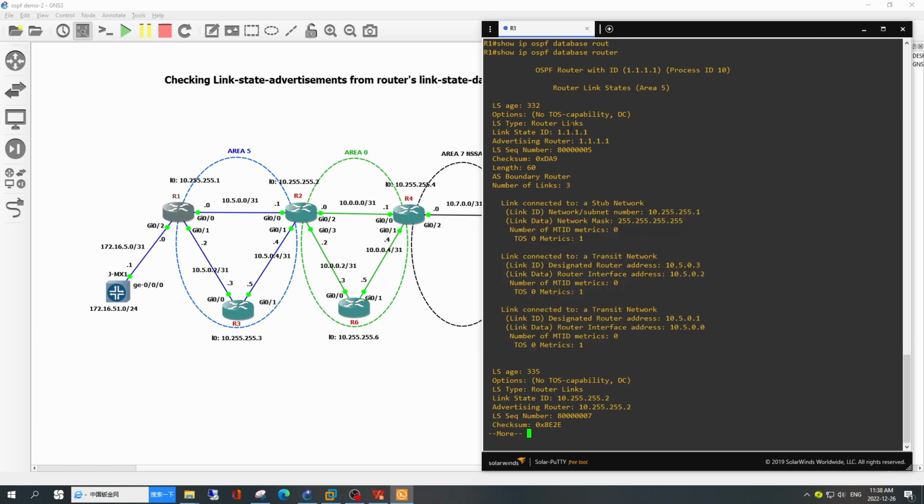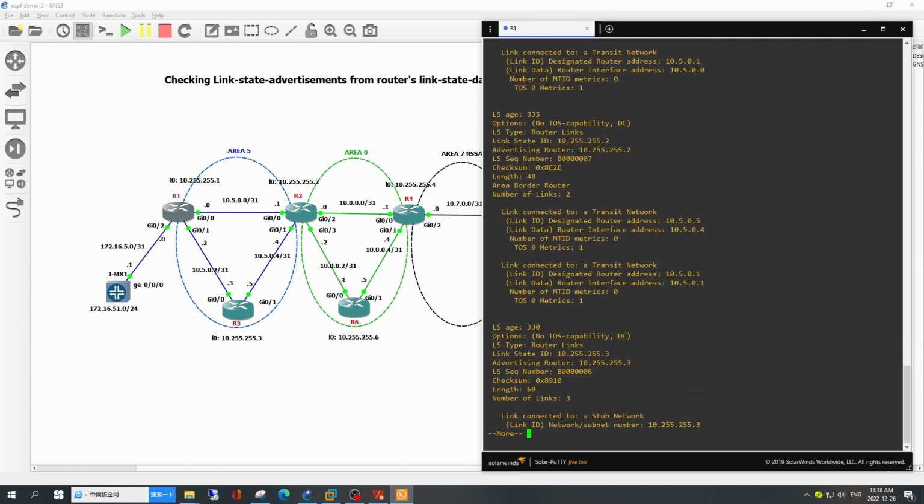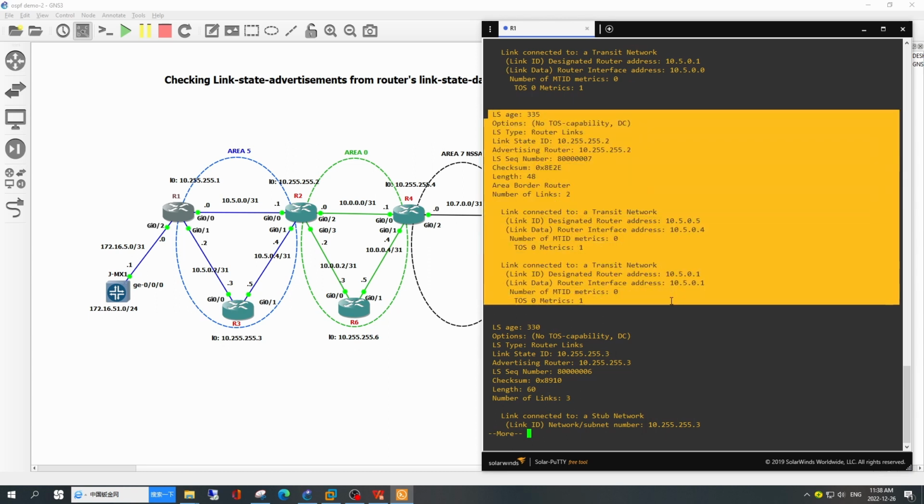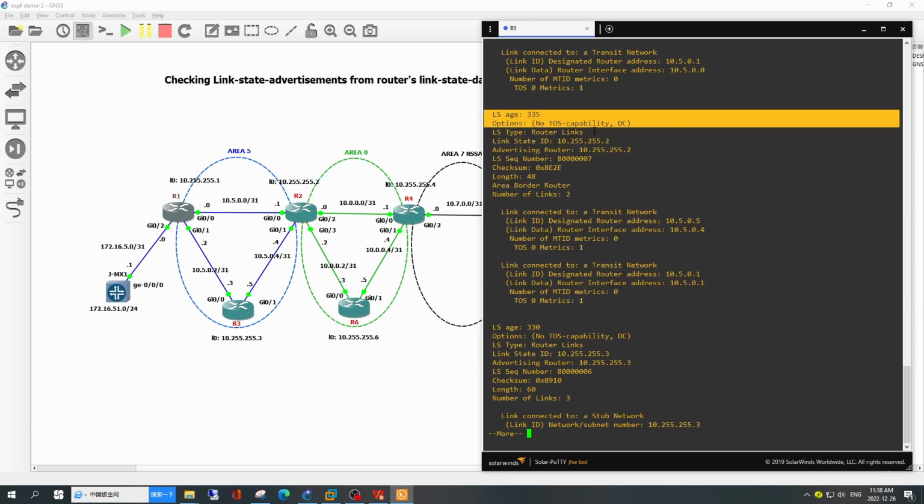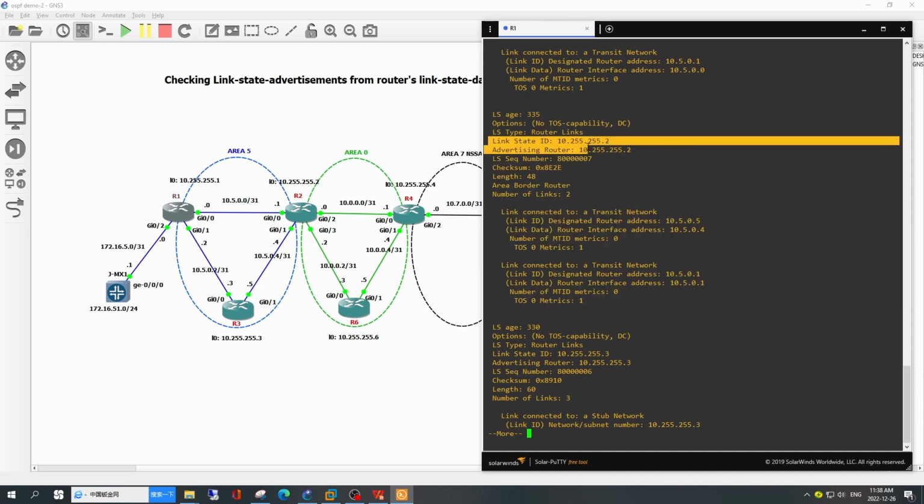So this is how you look at the router link states. If you like, you can see the next router state. The next router state is this. So now you can see clearly this router link state ID is 10.255.255.2. That is R2. That's R2's ID in this area 5. Advertising router is R2 also.